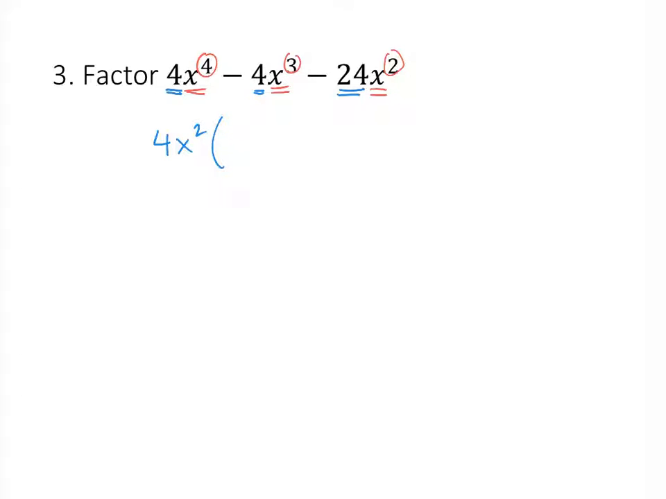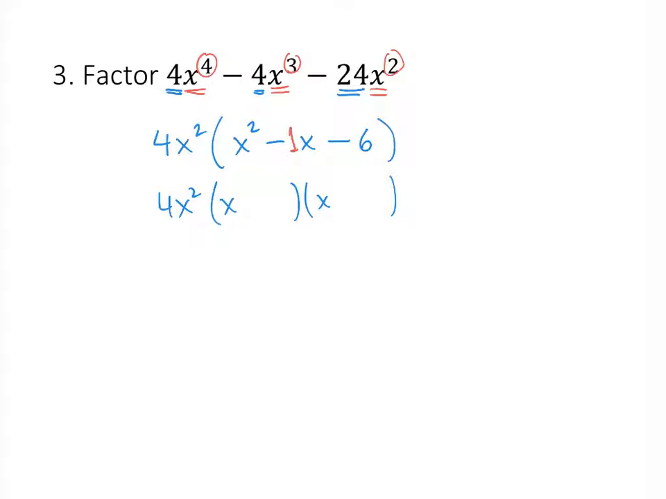When I factor out 4x squared from 4x to the fourth, I get x squared. When I factor out 4x squared from 4x cubed, I get x. And when I factor out 4x squared from 24x squared, I get 6. Again, I'm just dividing there. And now we need to factor x squared minus x minus 6. So again, my c value is negative, so that means I want two numbers that multiply together to be 6 and whose difference is 1. Again, I've got a 1 here that I'm thinking about.